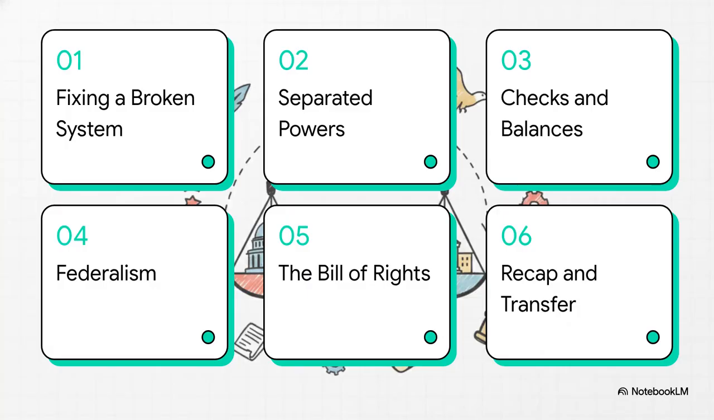Okay, let's take a quick look at our roadmap for today. We're going to cover 1. Fixing a broken system. 2. Modeling separated powers. 3. Checks and balances. 4. Federalism and state power. 5. The Bill of Rights. And finally, 6. Our recap and transfer.